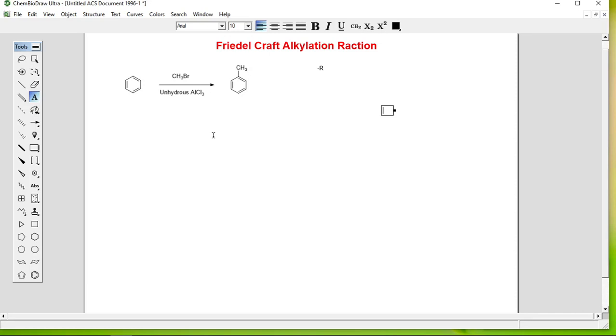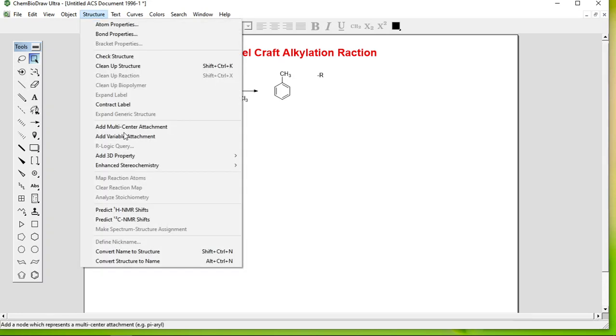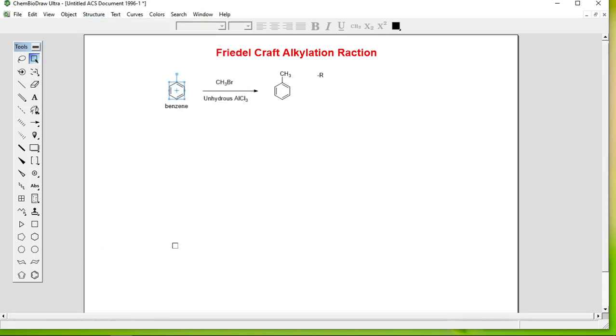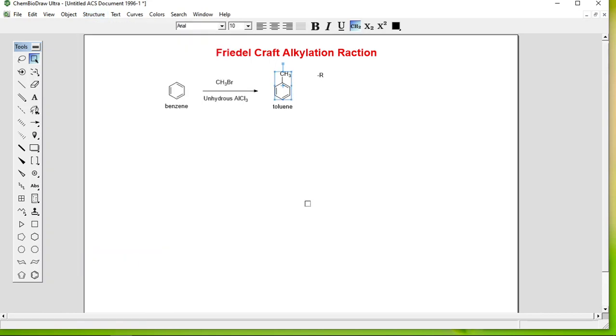Now let's see how benzene is converted to methylbenzene, or toluene. To get its name, click on the structure and convert structure to name. Just select that, click structure to name, and you will get toluene.